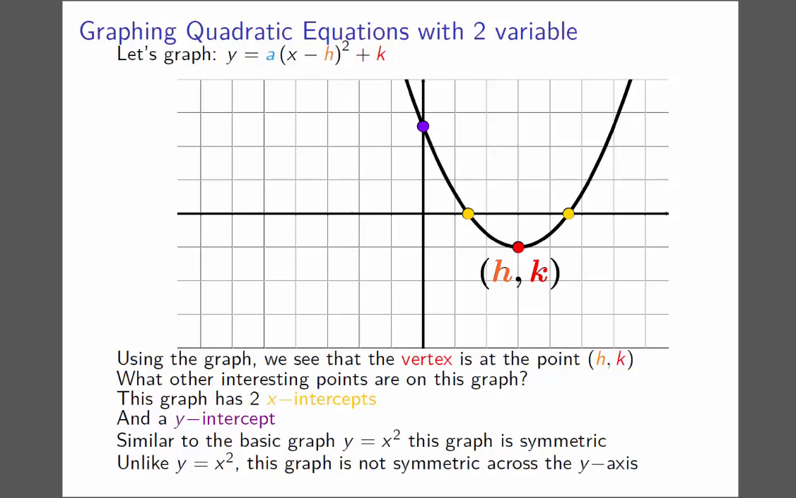Although unlike y equals x squared, this graph is not symmetric across the y-axis. This graph is symmetric across the vertex. We call this the line of symmetry. It's the vertical line that goes through the vertex, the line x equals h.